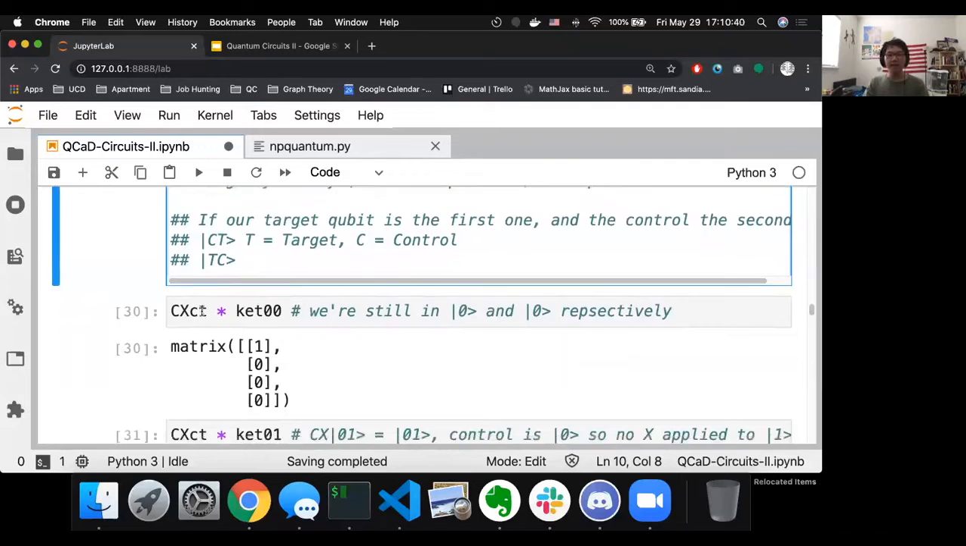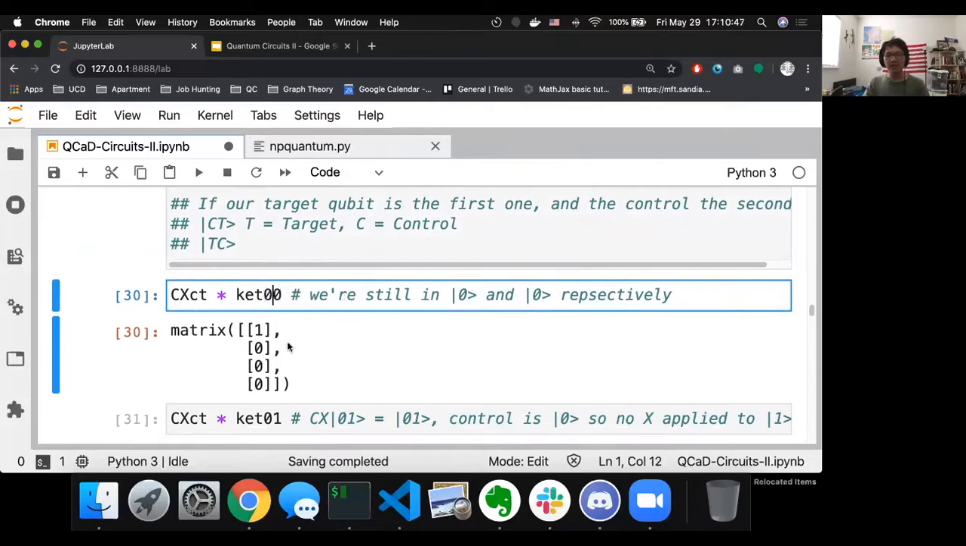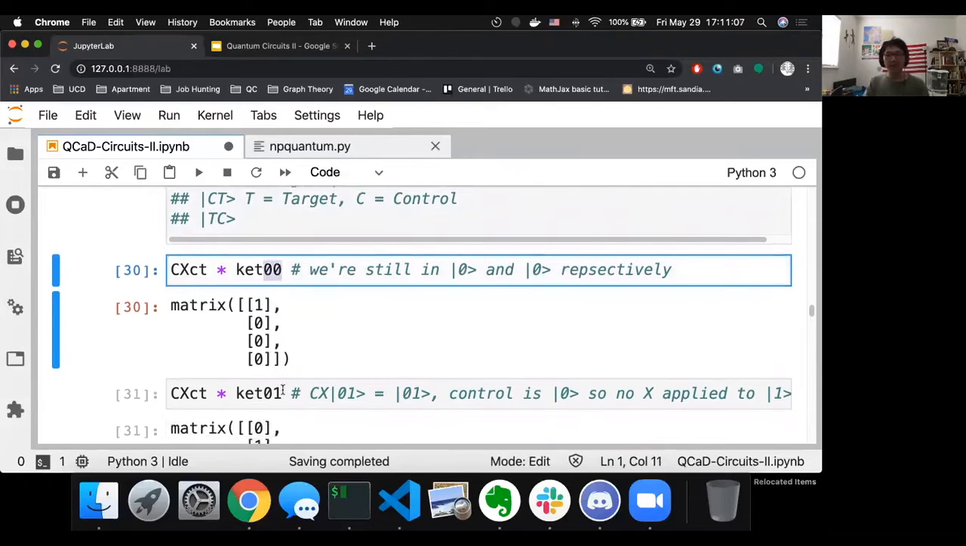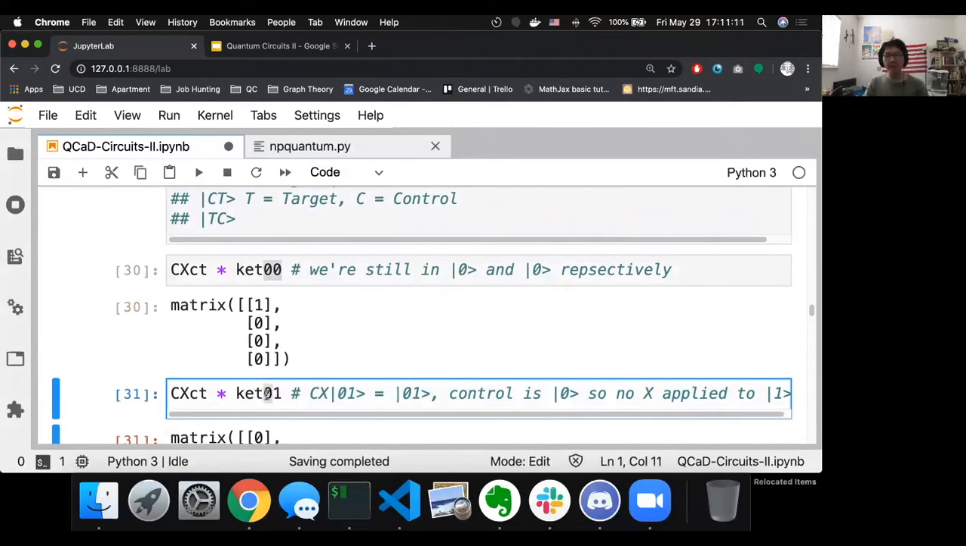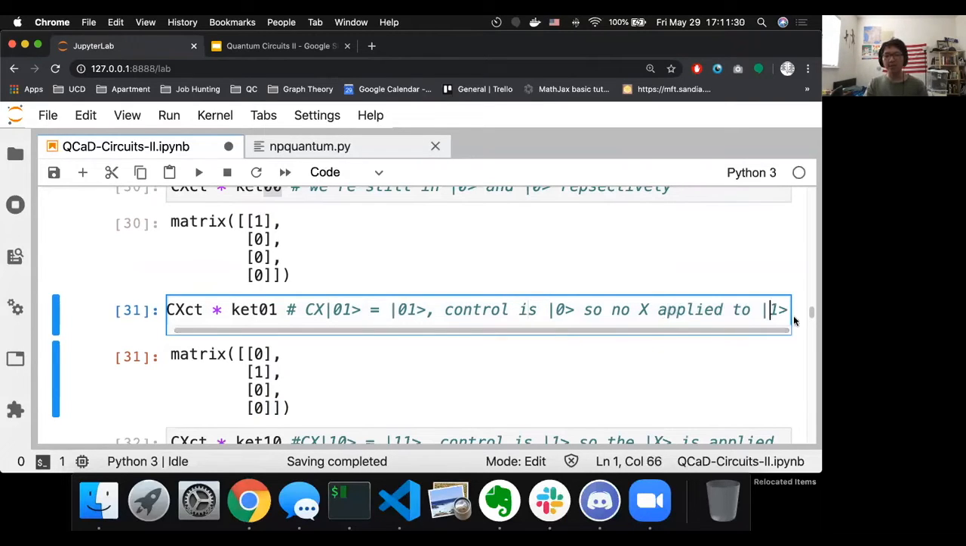So if we go ahead and look at this, the control is this qubit, the target is this qubit. So we're still in 0 and 0 respectively, so nothing changes. Let's read this for ourselves. This is 0, 0, this is 0, 1, this is 1, 0, this is 1, 1. And if I take a look here, that means we have a 100% chance of being in 0, 0, which is exactly what we started in, so nothing really changed there. If we try 0, 1, our control is still 0, so nothing should happen to our target, which is in 1. So if I do the gate again, 0, 1, we're still in 0, 1. So we can clearly tell that nothing has changed. The control is 0, so no X is applied to the 1.